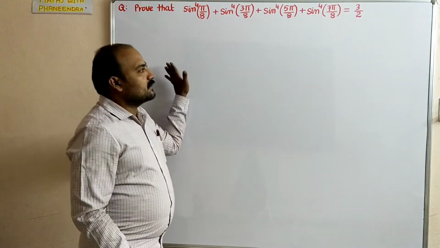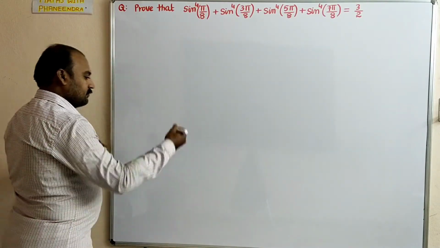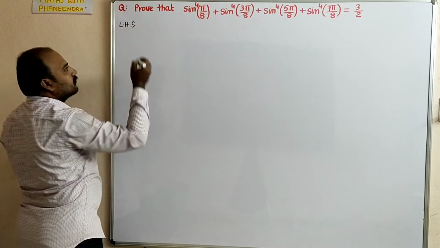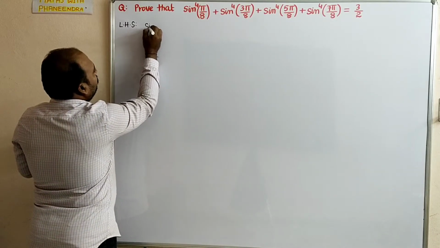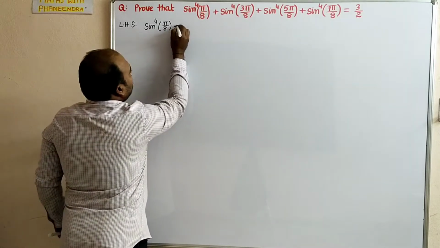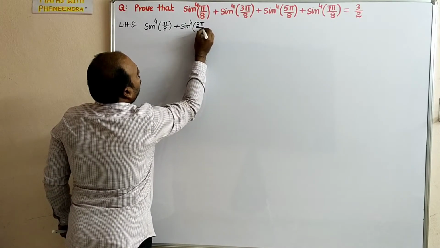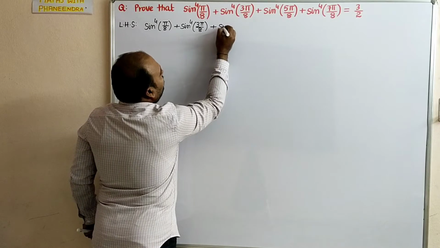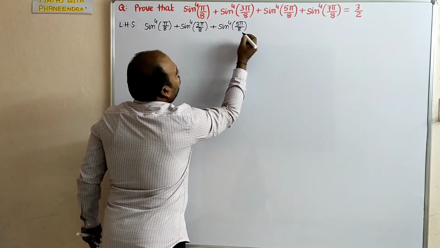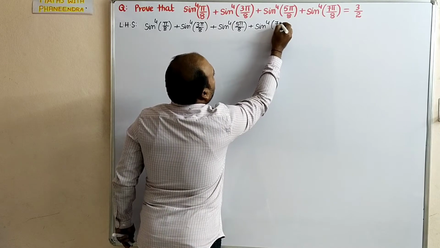So consider LHS. Sine power 4 of pi by 8 plus sine power 4 of 3 pi by 8 plus sine power 4 of 5 pi by 8 plus sine power 4 of 7 pi by 8.